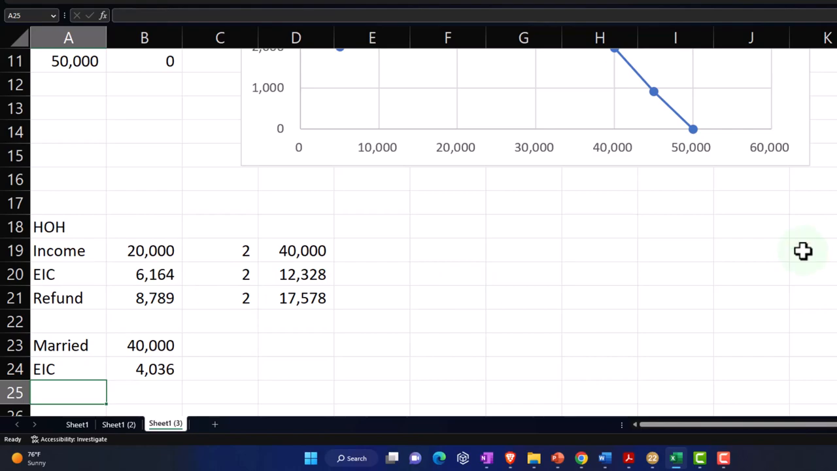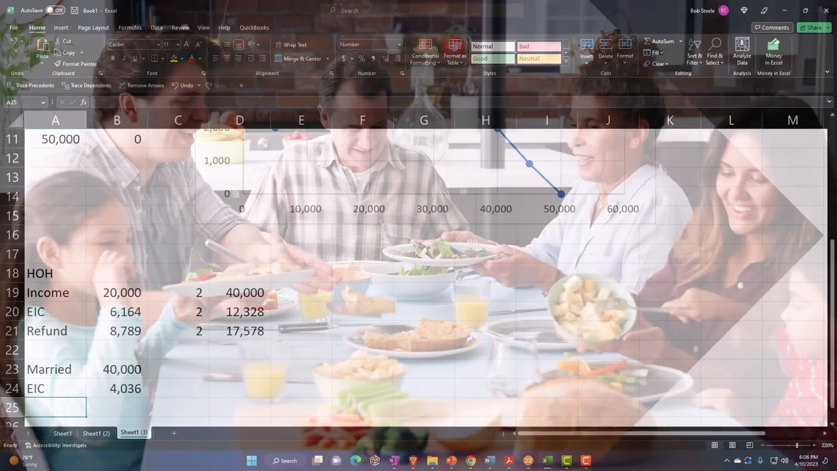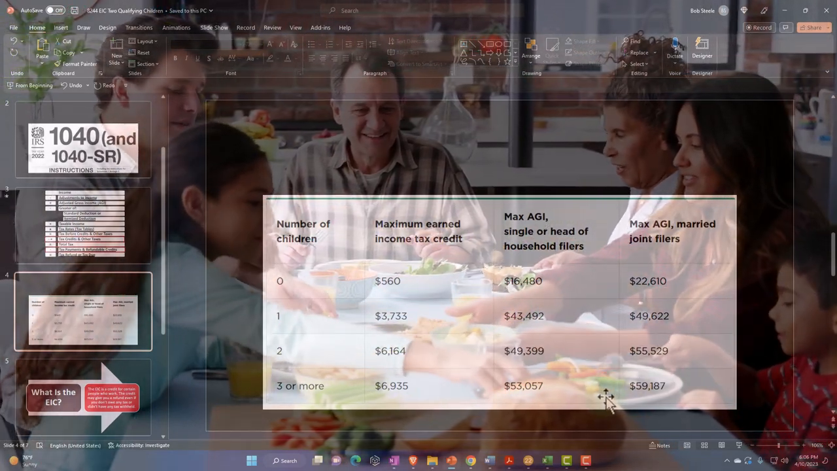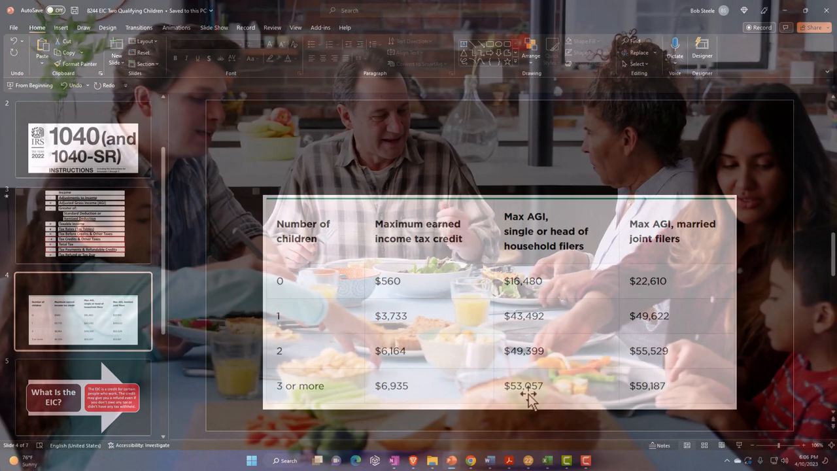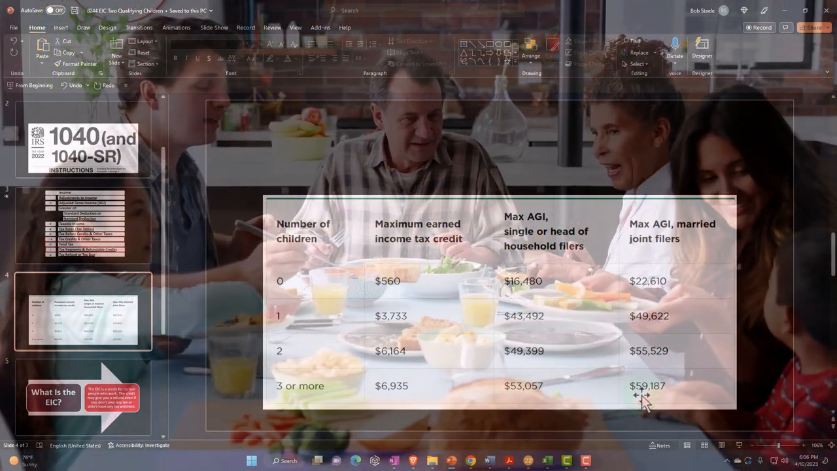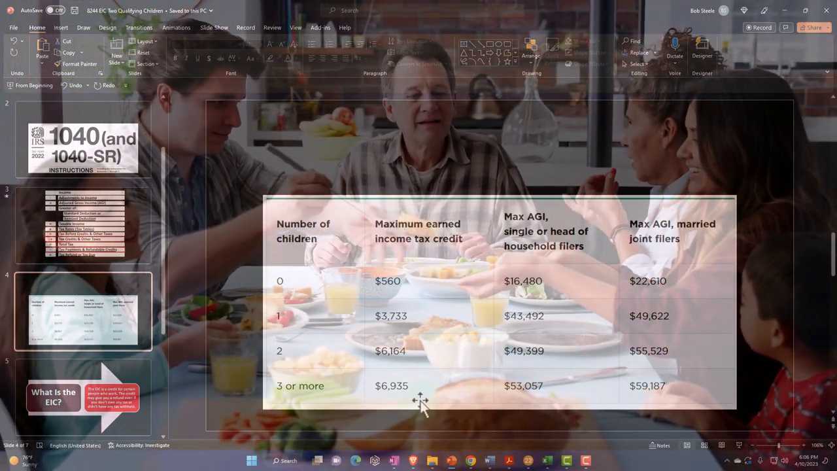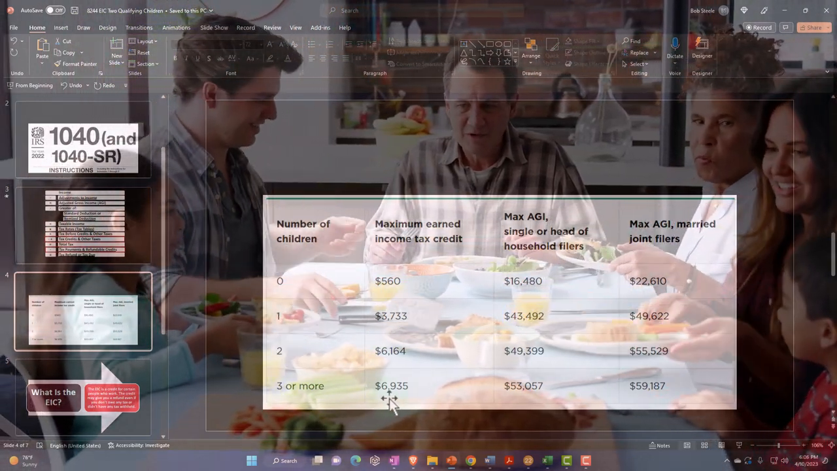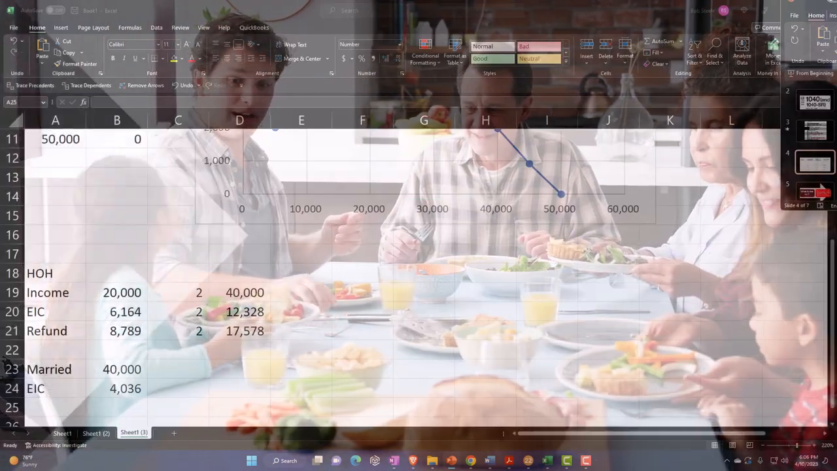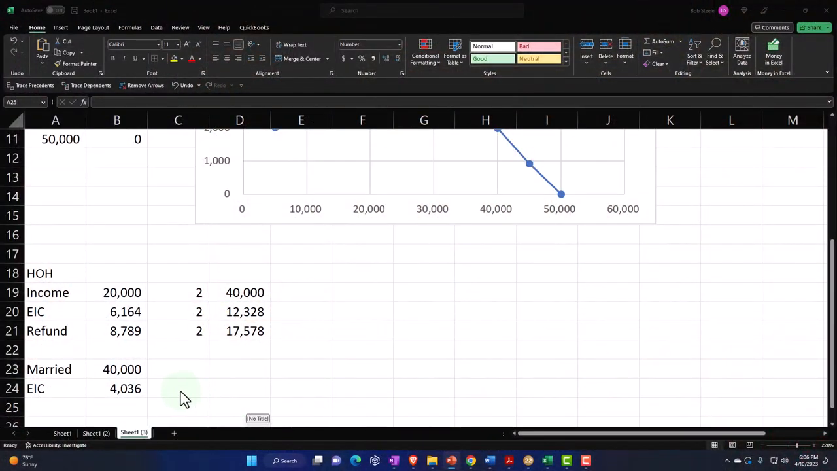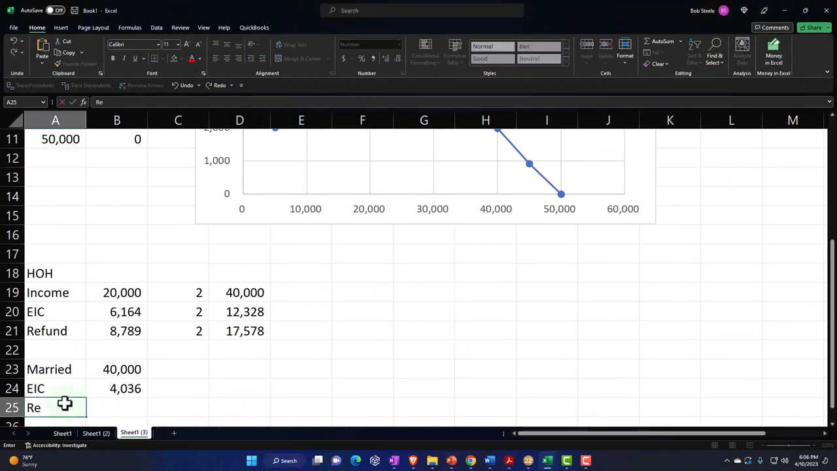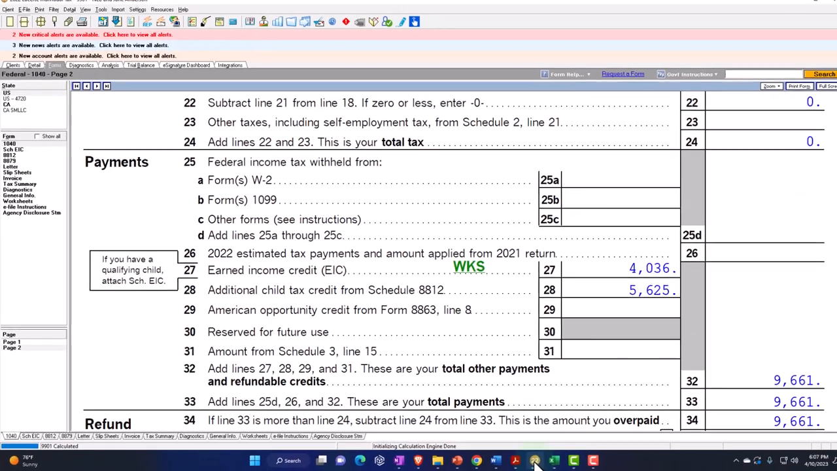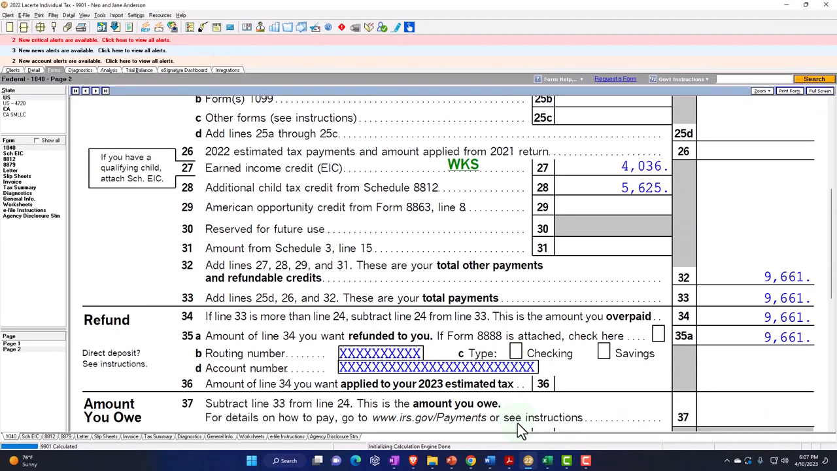Even though I'm on the other tier with three kids or over three kids now, right? We have four kids and the married filing. So you would think you'd have to be under 50 before it goes away entirely, but we're not maximizing out because our combined incomes are now up above the threshold, so we're not getting the maximum of 6,935 in that category, but only that 4,036. And then the refund is, we're going to say here, 9,661.